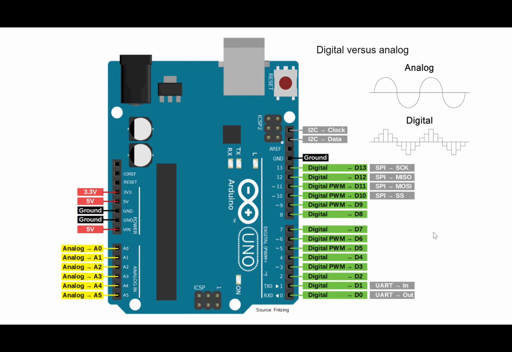These 13 pins are all digital, so they can read essentially a yes or no signal. Is there a, quote, high voltage, which is going to be 5, or is there a low voltage, which is going to be 0 or close to it?